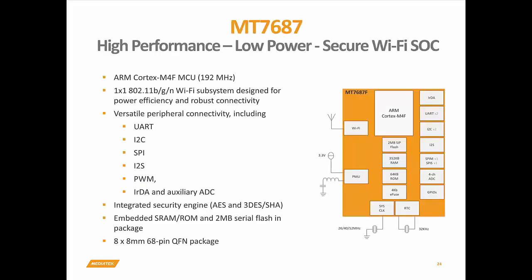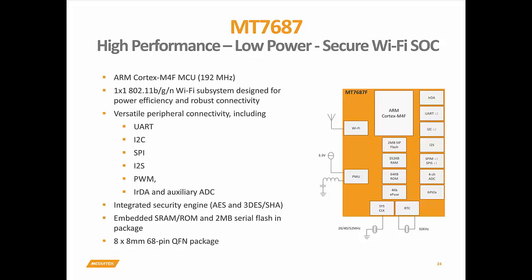So first, let's have a look at the 7687 system on chip. It's an ARM Cortex-M4 based MCU with a clock frequency of 192 megahertz. It has 1x1 802.11 BGN Wi-Fi, which is designed for very power efficient and robust connectivity. We have lots of different peripheral connectivity, as you could have guessed from the SDK. We have UART, I2C, SPI, I2S, PWM, and also infrared and an auxiliary analog digital converter.